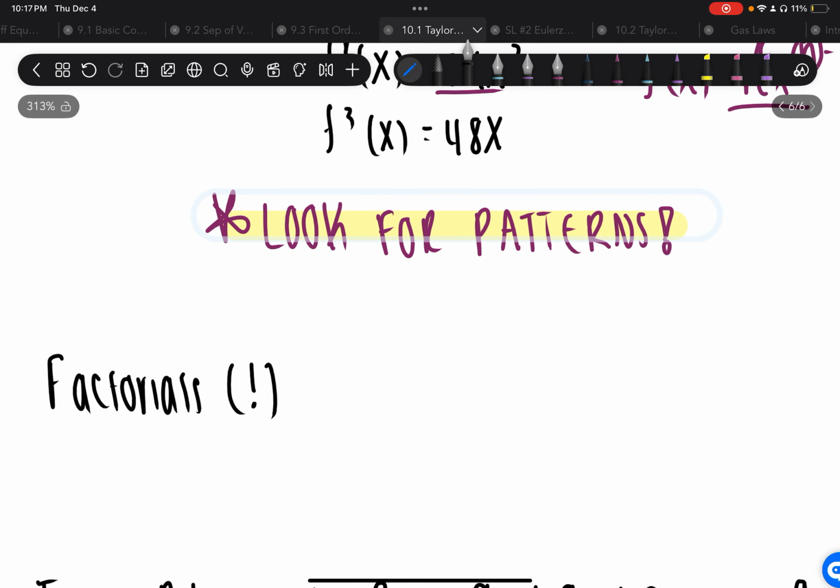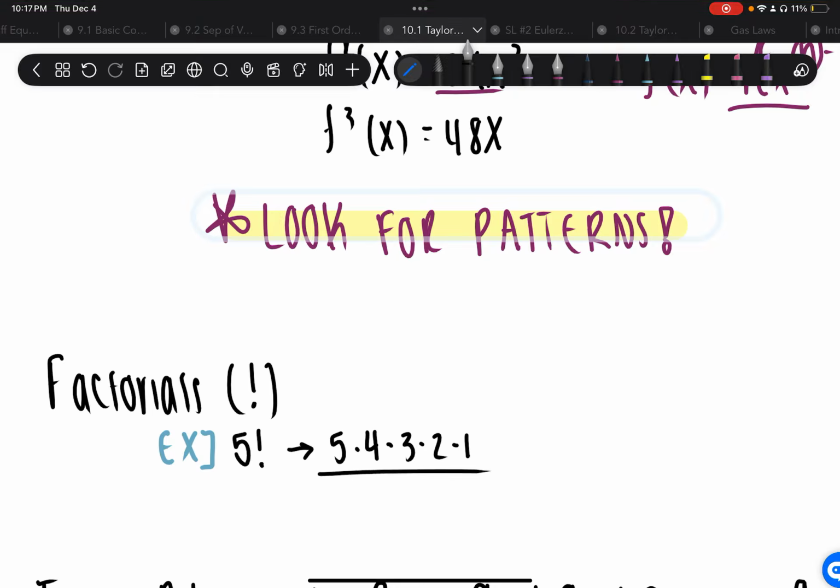Another important thing that we need to know are factorials. Factorials are symbolized by this exclamation mark symbol, and essentially it's just numbers being multiplied together in order. That's a little confusing, but for example, if I had the fifth factorial, that would just be 5 times 4 times 3 times 2 times 1. So it's all the numbers from 5 going down being multiplied together.